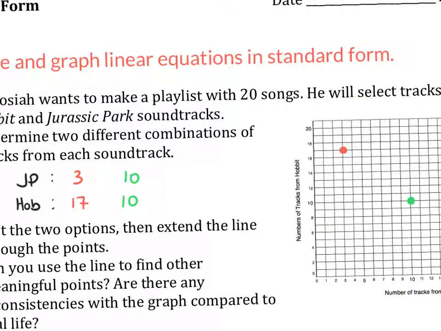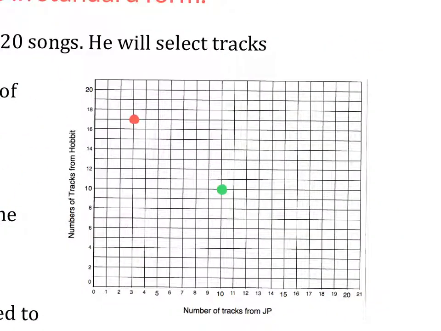So let's look at my options. From Jurassic Park, I chose 3, which means I have to have chosen 17 from Hobbit. From Jurassic Park 10, which means 10 remaining is from The Hobbit. So over here, 3, 17, notice down here says tracks from Jurassic Park, and then over here says tracks from The Hobbit. So 3, 17. This one here is at 10 and 10.